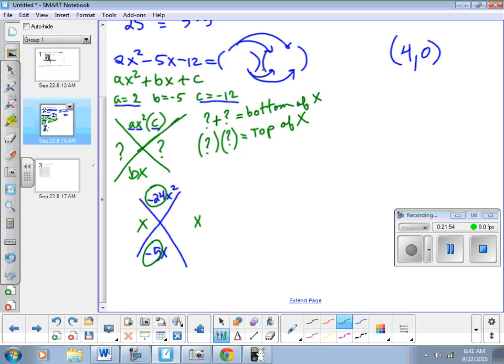So do me a favor, take a minute right now and try to do some multiplications of numbers, and then add them. Do they multiply to give you negative 24, but add to give you negative 5? So take a minute right now to see if you can figure that out. If you have it, go ahead and fill those in right here on the sides for me, okay?